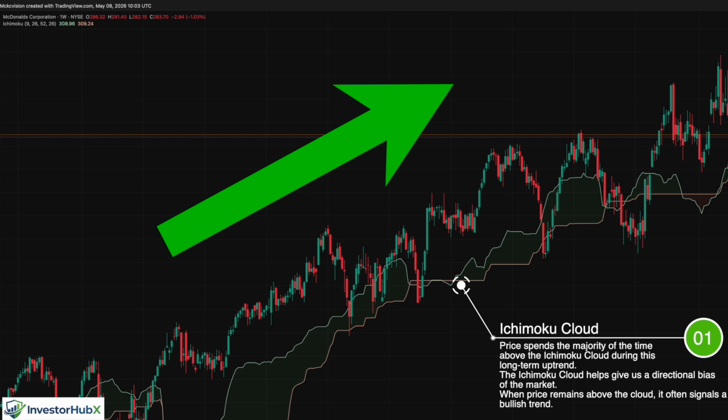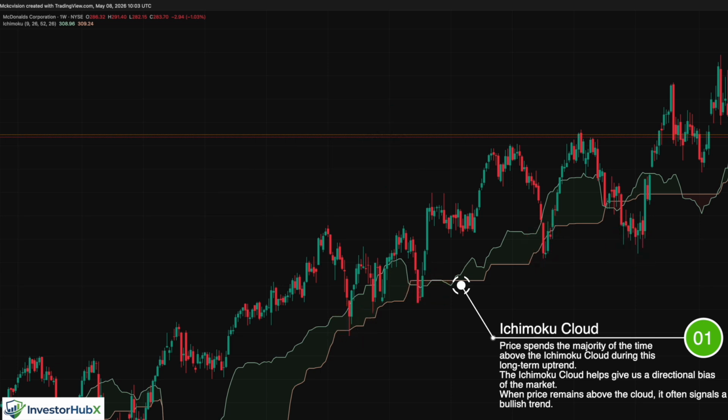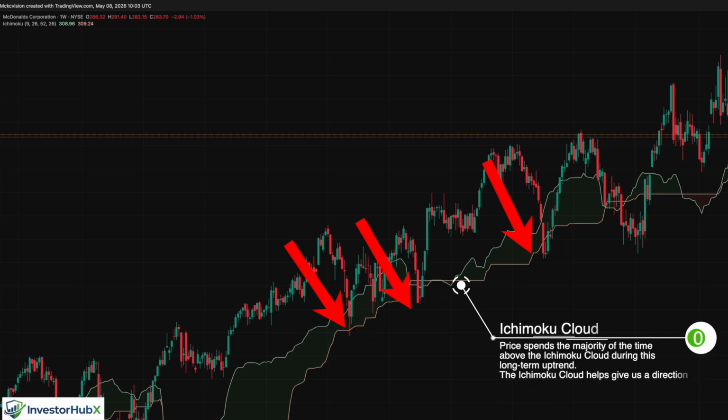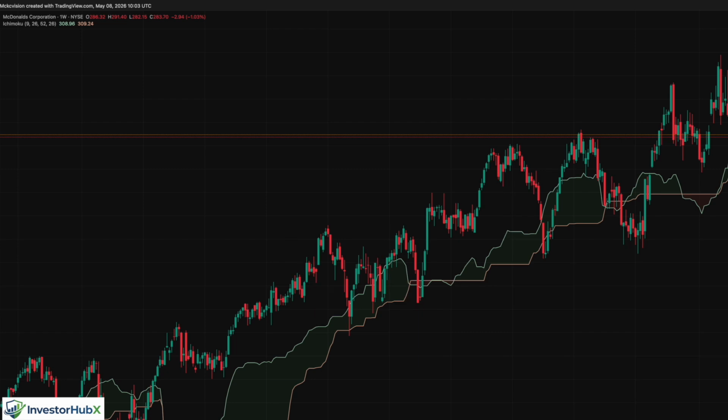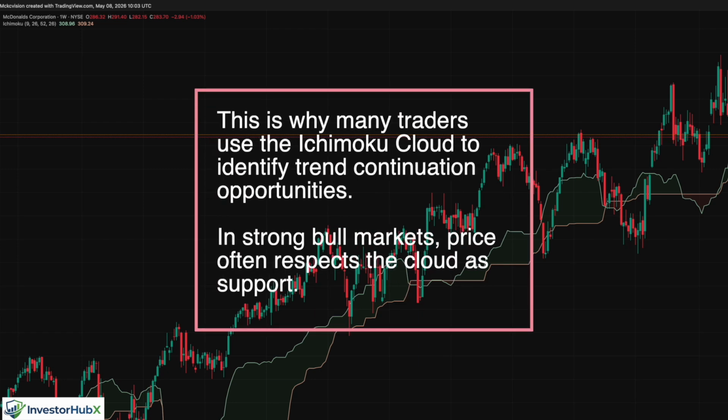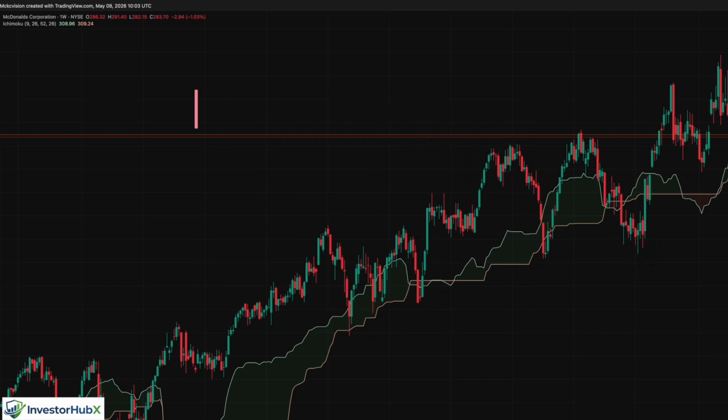The cloud acts like a dynamic support zone, helping price continue higher during strong momentum. You'll also notice that during pullbacks, price often retraces back toward the cloud before continuing the uptrend. This is why many traders use the Ichimoku cloud to identify trend continuation opportunities. In strong bull markets, price often respects the cloud as support.